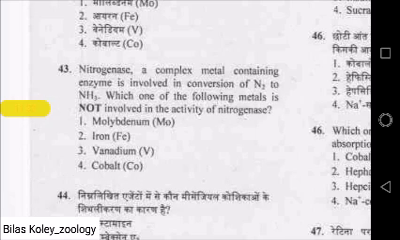Now we will discuss question number 43. Nitrogenase, a complex metal-containing enzyme, is involved in conversion of N2 to NH3. Which one of the following metals is not involved in the activity of nitrogenase? The options are molybdenum, iron, vanadium and cobalt. In this question, the right option is option number 4.